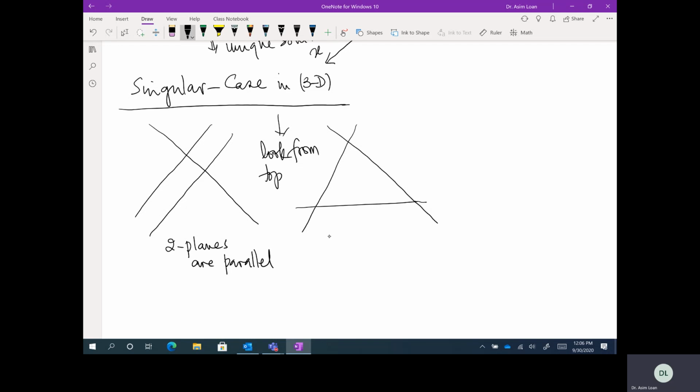Here we have three planes, where two planes are intersecting at a time. A pair of planes intersect in a line, that is, in lines that are parallel.